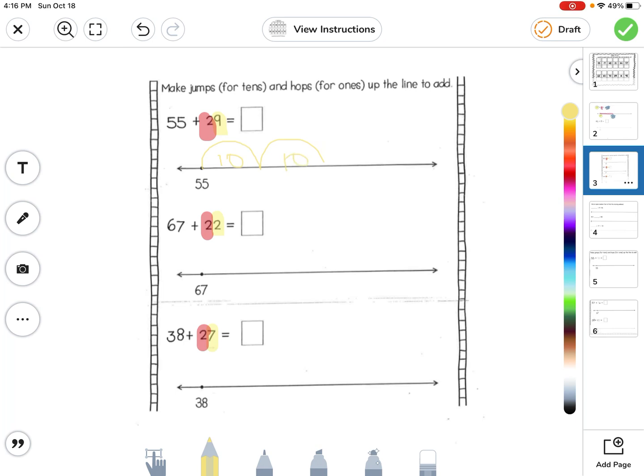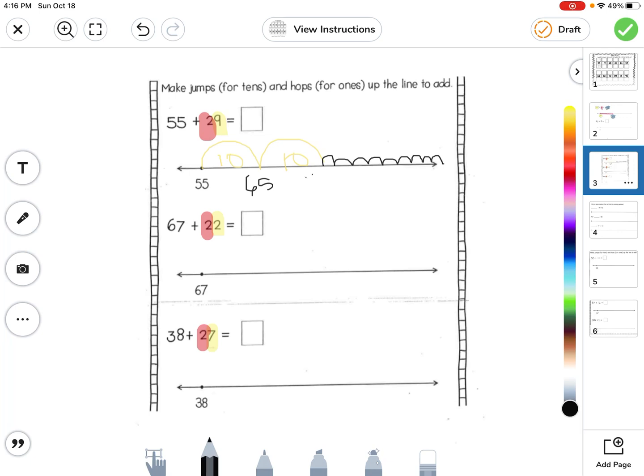And then I need 9 hops of 1. 1, 2, 3, 4, 5, 6, 7, 8, 9. And I kind of ran out of space. So then we're going to add it. So we have 55. 10 more than that would be 65. And I'm actually going to write it there to help control my thinking.